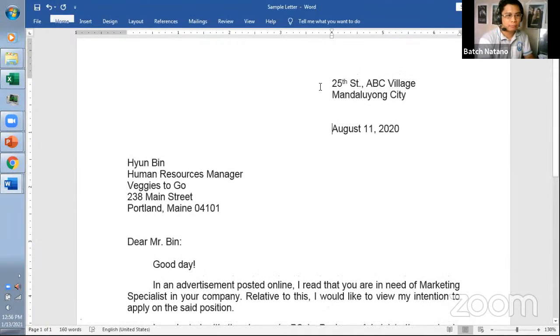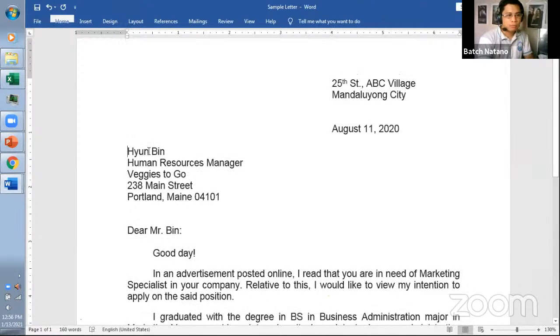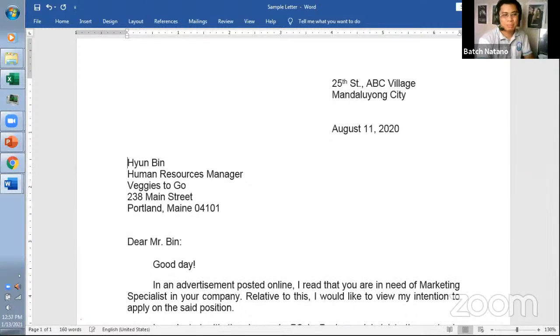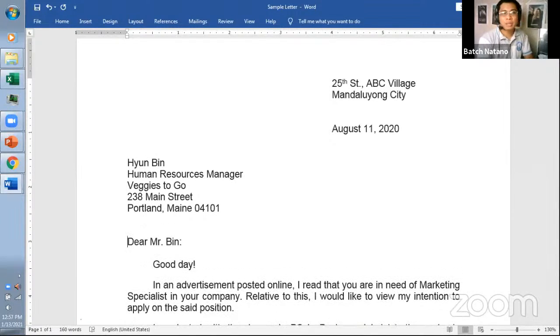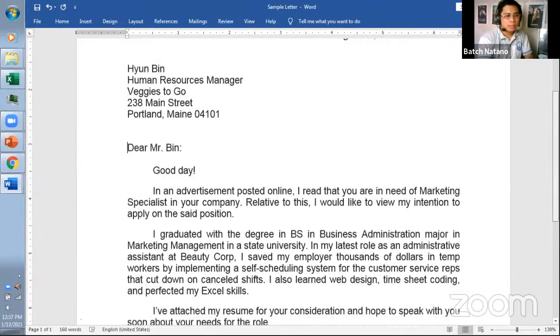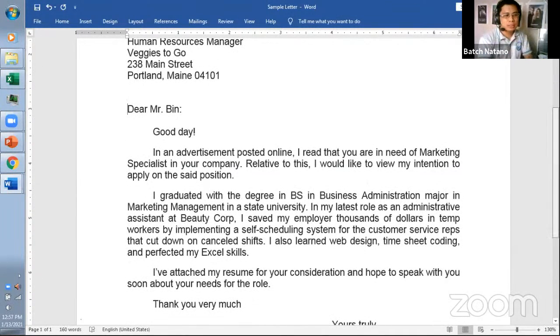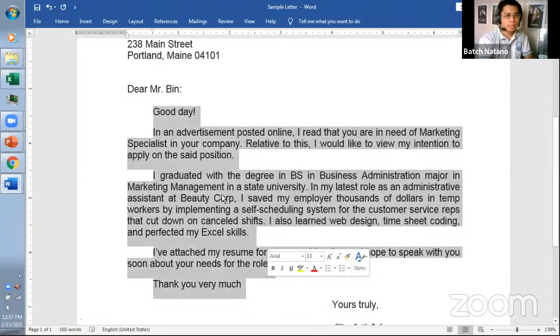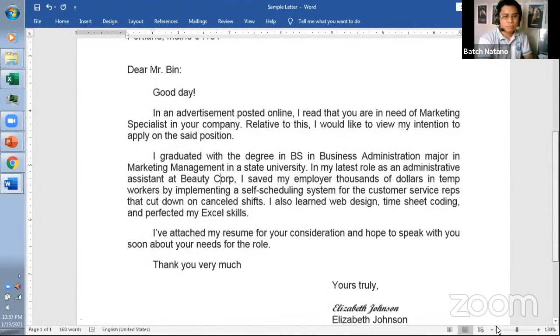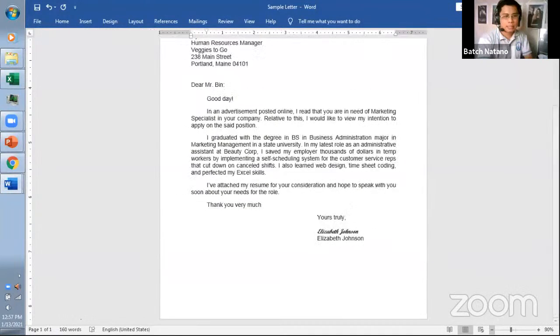Okay, for each part, for this one, 1, 2. Two spaces. Another one is on this part, 1, 2. So that is the spaces in between the parts of the letter. For each paragraph, you can use one space. Okay, one space, and so to make it look like this.